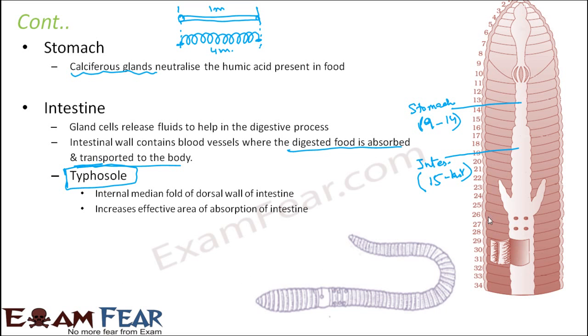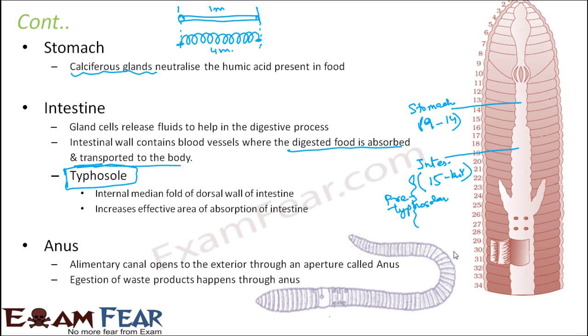Okay, so now due to the presence of this typhlosole, the part of the intestine which lies before typhlosole is known as pre-typhlosolar part of intestine. So this part is known as pre-typhlosolar. So where typhlosole is present, that is called typhlosolar part of the intestine. And then the last one is anus.